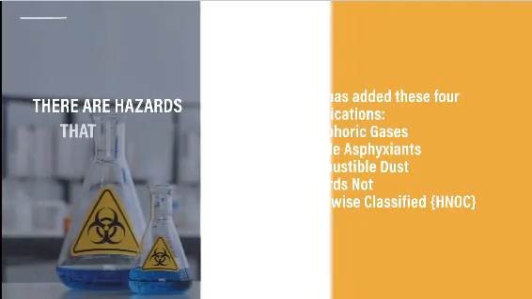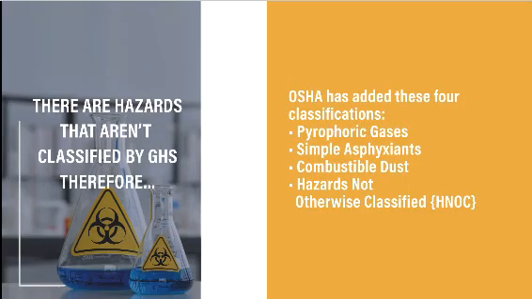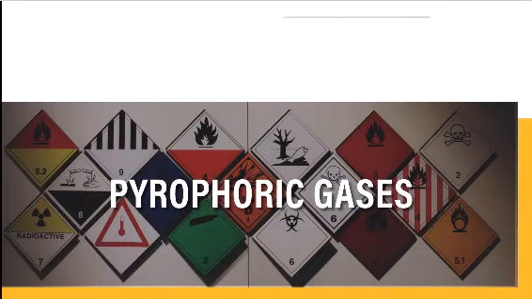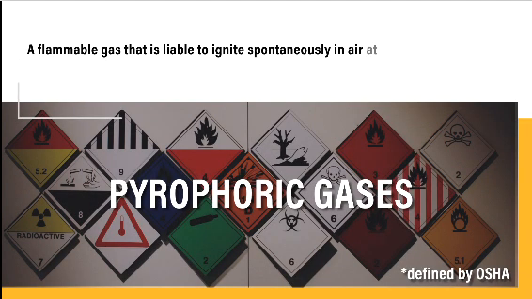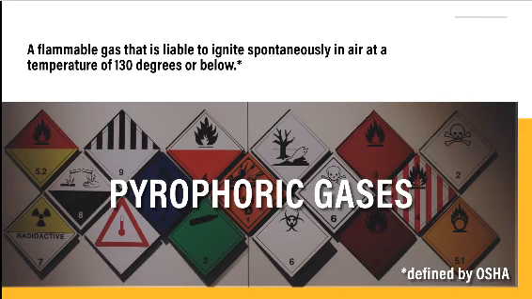There are hazards that are not classified by GHS. Therefore, OSHA has added the following four classifications: pyrophoric gases, simple asphyxiants, combustible dust, hazards not otherwise classified, known by the acronym HNOC. Looking at pyrophoric gases, this is a flammable gas that is liable to ignite spontaneously in air at a temperature of 130 degrees or below.